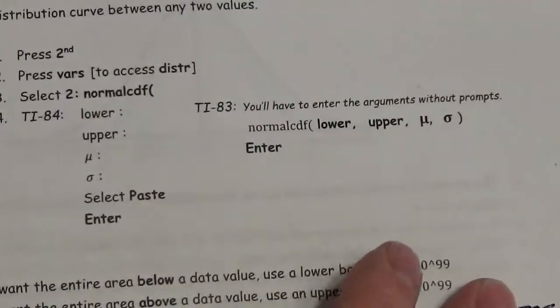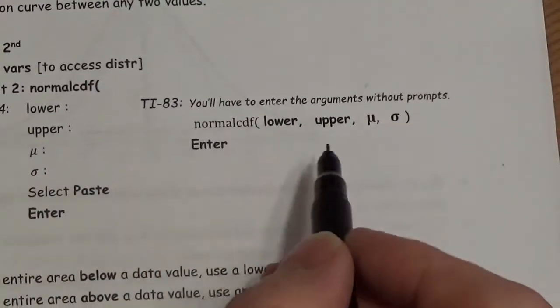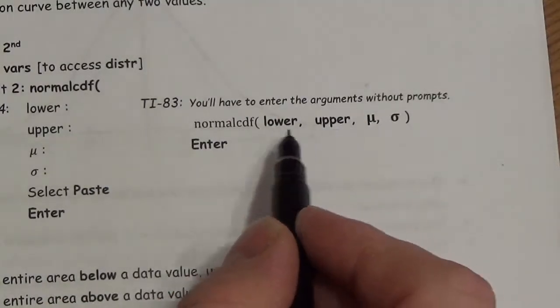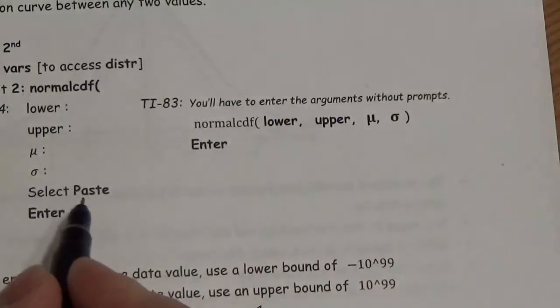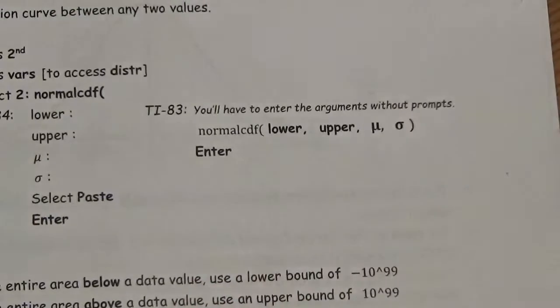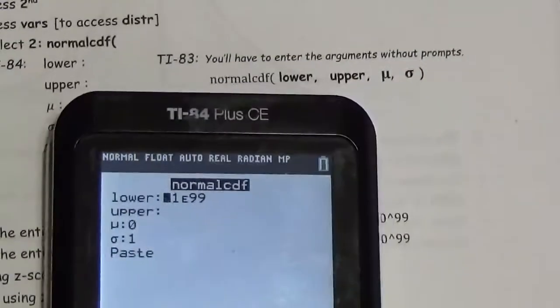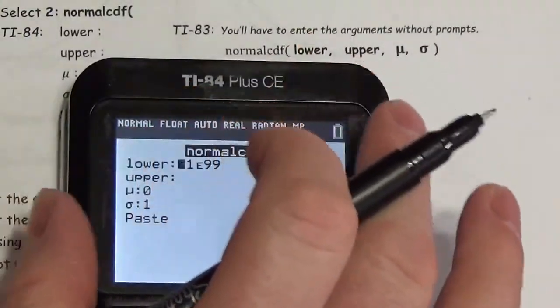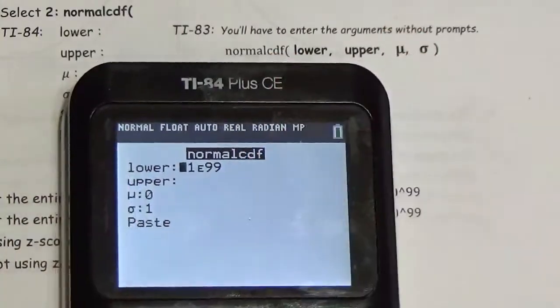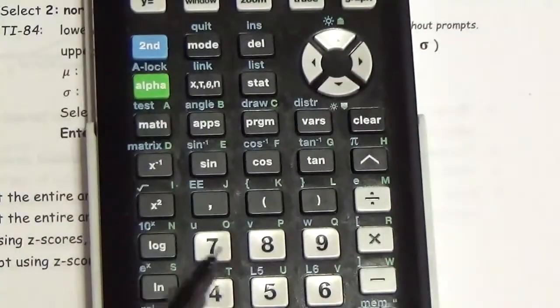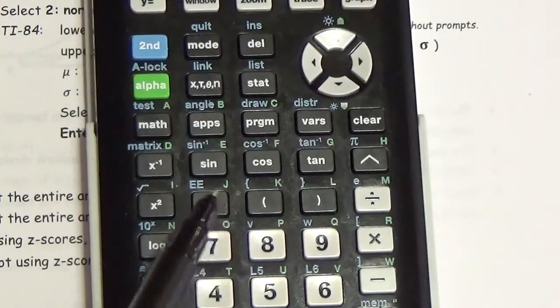Okay, on your TI-83 calculator, you're basically going to write it all out. Instead of having the calculator paste it in, you're going to put it in. And what you would do is you would use the comma button. You'd go the lower value, comma, upper value, comma, mean, comma, standard deviation. And just so that you know here, your comma button is this button just above the 7. Okay, that's a comma button.